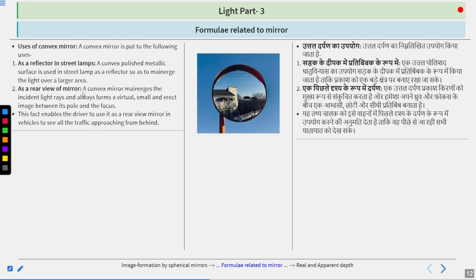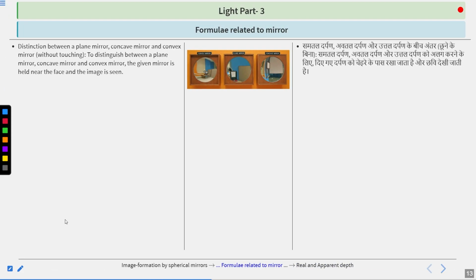So if you are using your car mirror like this, this is your car or vehicle mirror. Here you will see the traffic that is coming behind you. This is a mirror that is attached to your vehicle. You can easily see it. Why? Because it has the capacity to show a wider area in a small place. So it enables the driver to see the traffic that is coming from behind him.